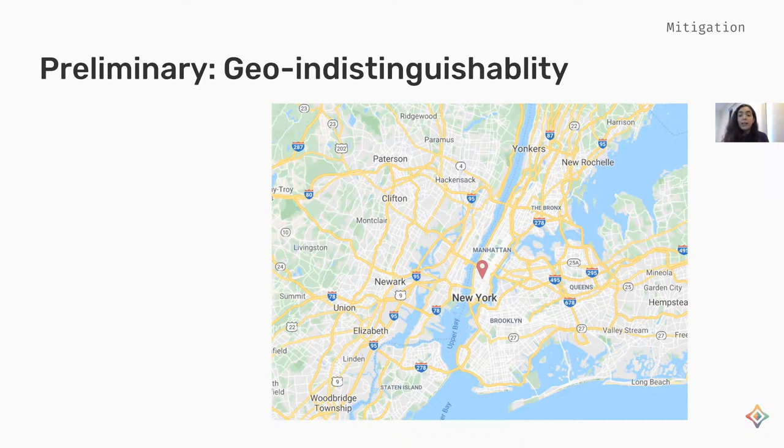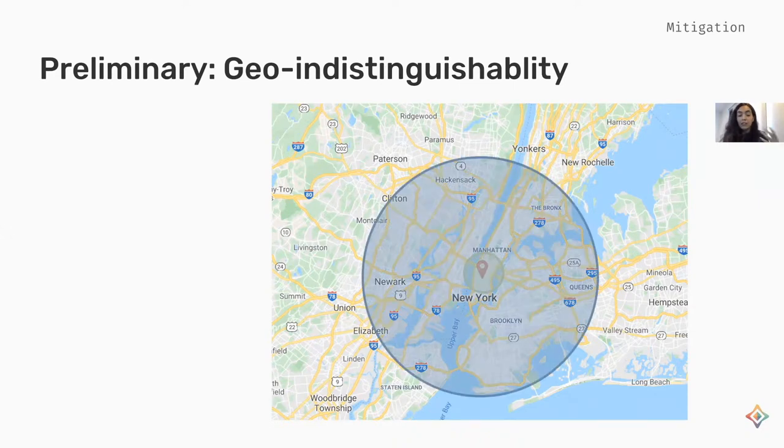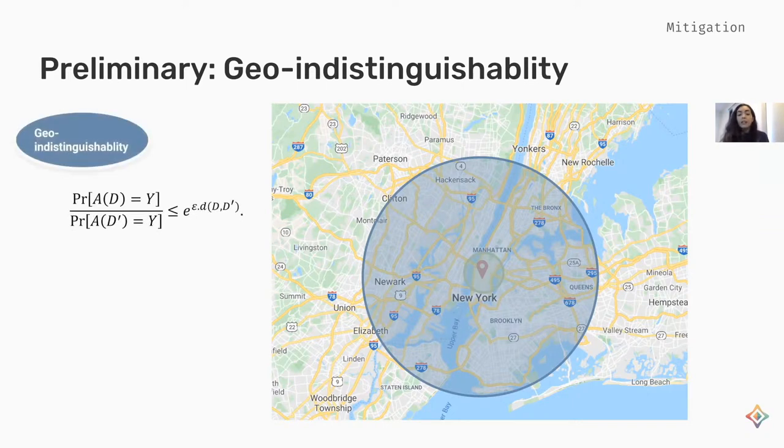So what this means is that we want more obfuscation in a smaller radius around us, and less obfuscation as we go further for a bigger radius. This is what geo-indistinguishability provides. As the inequality here shows, the ratio of the probabilities is bounded by e to the power of epsilon times the distance between the neighboring data sets. This means that we can impose the level of granularity that we want using the distance metric, and we can achieve this relative measure.